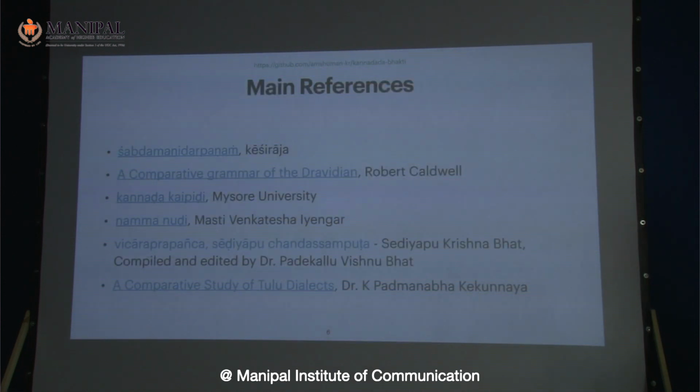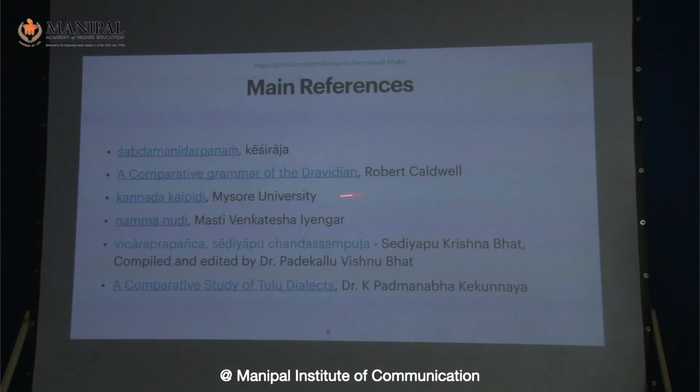Now, a quick list of references. The main reference for Kannada grammar is Keshiraja's Shabdanadi. I am indebted to the online class of Shabdanadi by Dr. Padekallu. I didn't join from the beginning but joined in the middle, but heard all the previous recordings, and because of the recordings, though I could not attend some of the later sessions, I listened to them on YouTube afterwards. So that is the main reference.